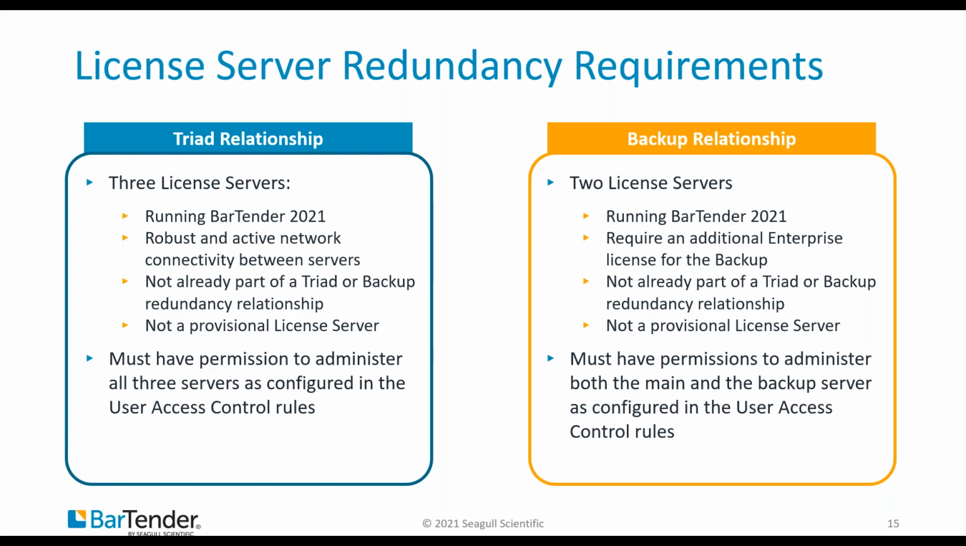So by comparison, for the backup redundancy relationship, the 2 license servers must be running BarTender 2021 Enterprise Edition. They can't already be a part of an existing Triad or backup redundancy relationship. Again, they can't be under provisional activation, and again, the person setting up the relationship must have the appropriate security level to configure the relationship. So if these requirements are satisfied, then the administrator can go ahead and establish their preferred form of license redundancy. And the decision really comes down to what's the best option for their business needs.